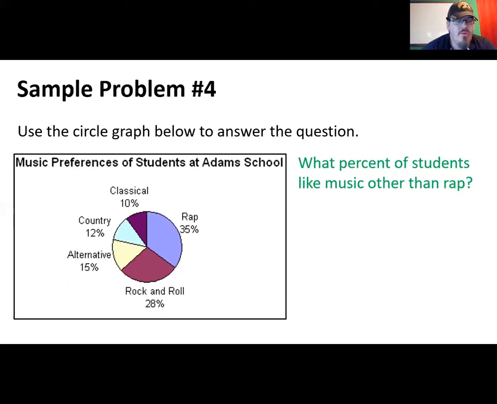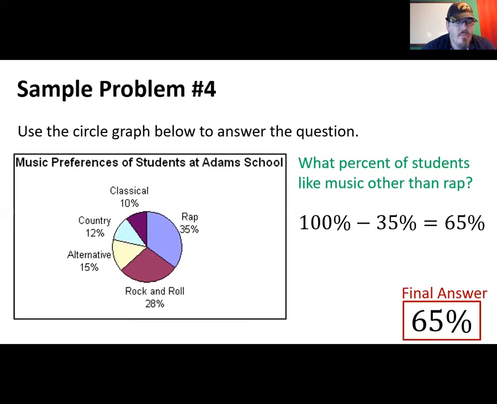So there are 2 ways you can do it. One, you can look at the 35% for rap music and simply subtract from 100. The other way you can do it is you could just add up the other groups that are not rap. Either way, you should get to the same result, which is 65%. So 65% of the students like something other than rap music. And there you go. That is the solution to our question.